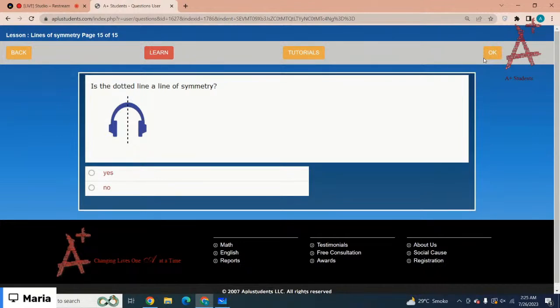Is the dotted line a line of symmetry? The correct option is yes, it is a line of symmetry. If you imagine folding the shape along the dotted line, the two sides exactly match up, so that would be a line of symmetry. The correct option is yes.